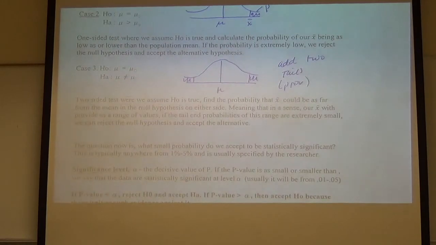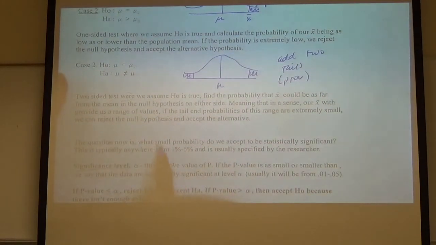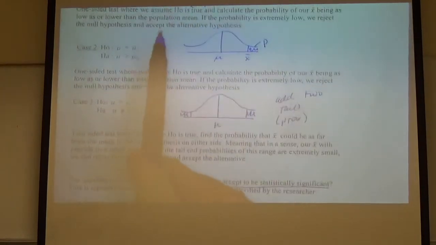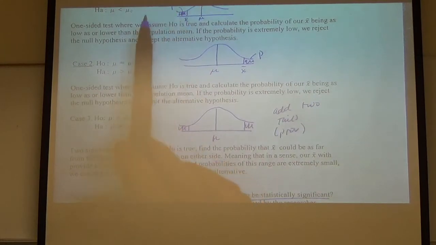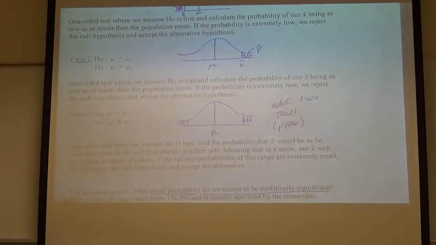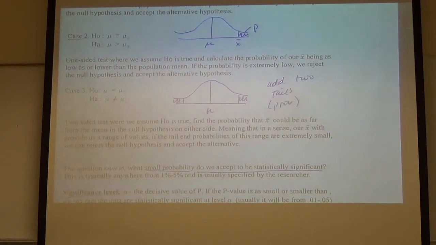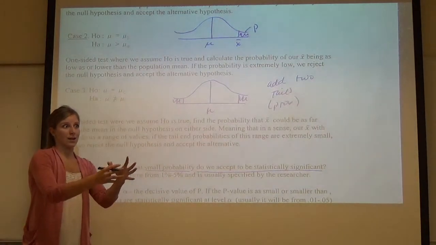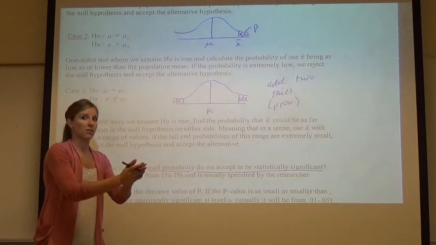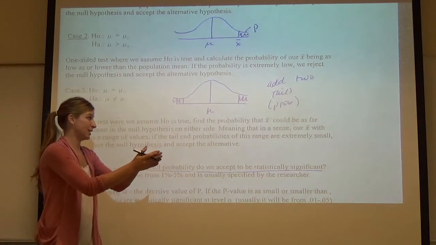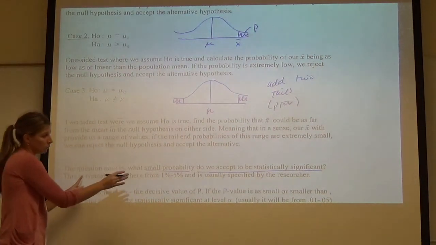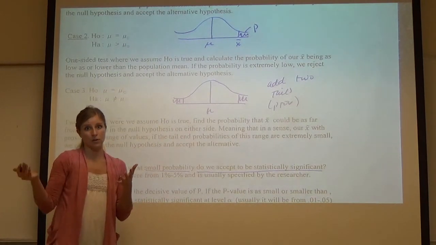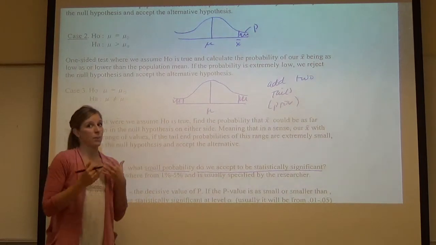A couple other things: what small probability do we accept to be statistically significant? Remember in the first video we had a p-value of 0, and then we had one of, I think it was, 0.0166, and I said for the 0.0166, it kind of depends. Now I want to put a specific value, so which p-value is small enough to say that we actually have statistical significance? This can typically range anywhere from 1% to 5%, so p equaling 0.01 to p equaling 0.05, but that really depends on the researcher.